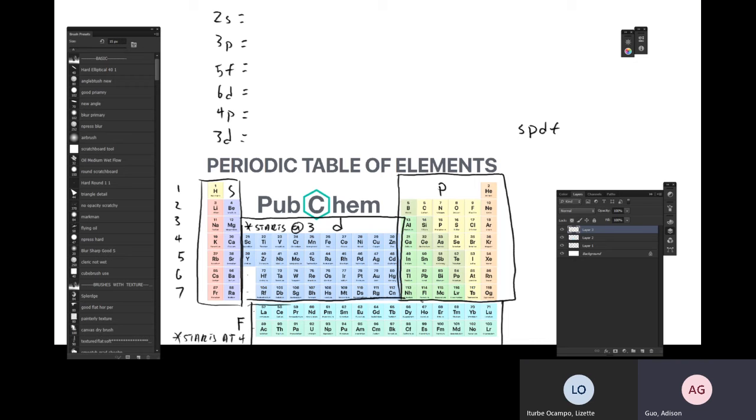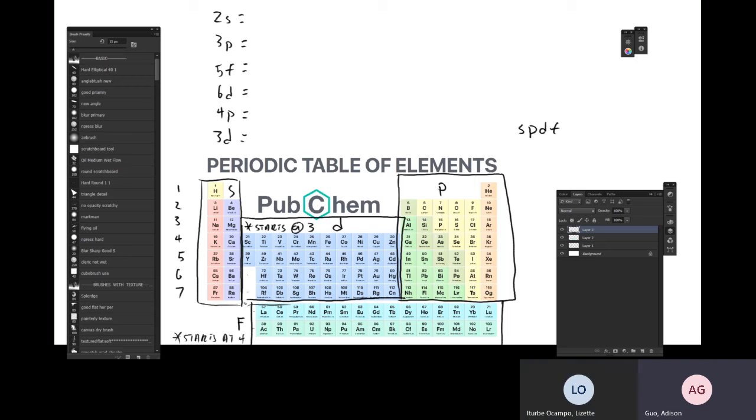This is useful because if they ask you for the electron configuration of a certain element, all you have to do is look at the periodic table. As long as you know that this is the S and this is the P and this is the D, you'll be able to list any element.